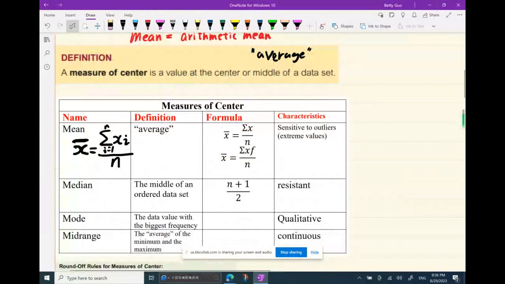It really depends on the situation. The mean uses all the values in the data set. Sometimes that's good. It really depends on your need. So that's the difference between the two measures of center. Any question about that? No. Okay, so mean and median.